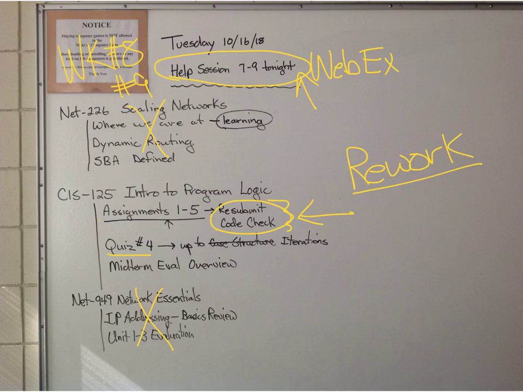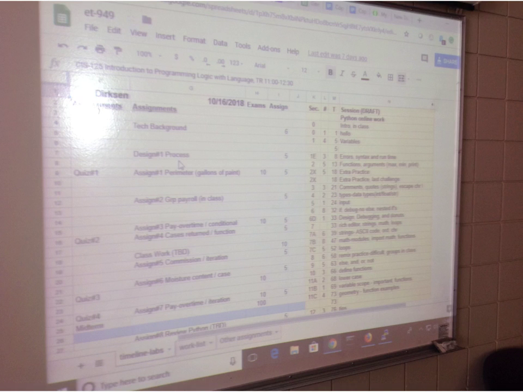Took quiz 4. That was everything up to iterations. Midterm this week. Alright. I reiterated working on the Computer Science Circles, and where we were at.